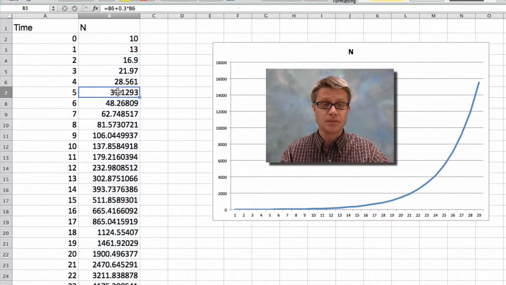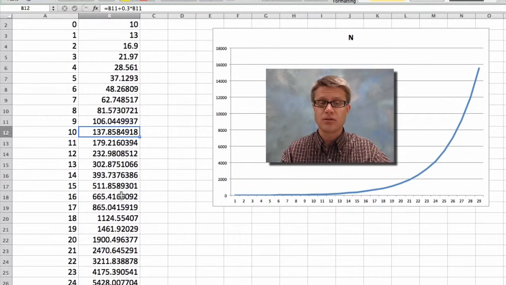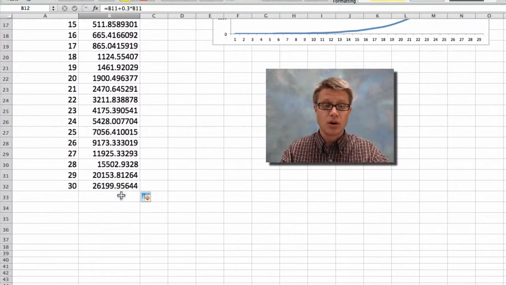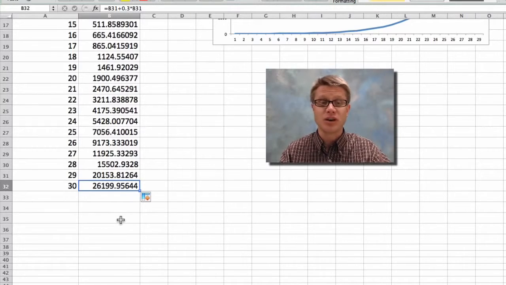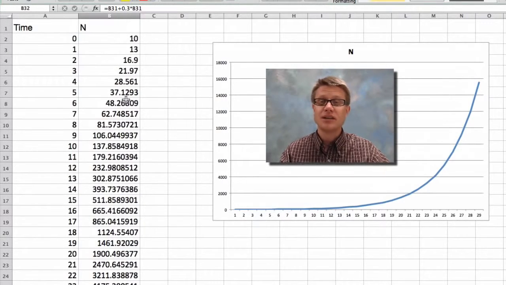At time 5, we should have around 37 rabbits. What was the next one? I think 10, we should have around 138 rabbits. And if we go all the way down here to time 30, we're going to have 226,199 rabbits. So that's a lot of rabbits really, really quickly. And so you can see how exponential growth takes off.